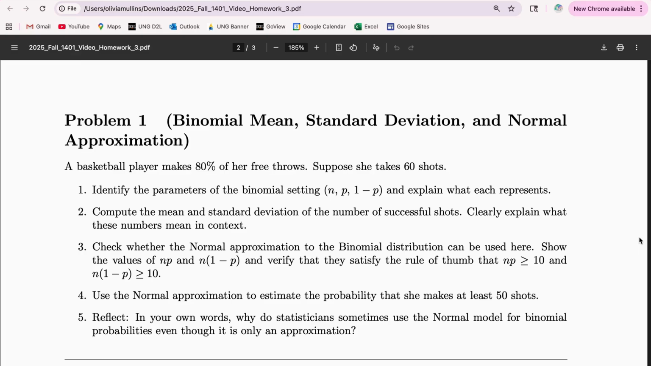Last question for this problem says, reflect in your own words, why do statisticians sometimes use the normal model for binomial probabilities, even though it is only an approximation? I believe they use normal models since it keeps things simple when there's a big number of trials. Even though the results aren't perfect, they're almost spot on.